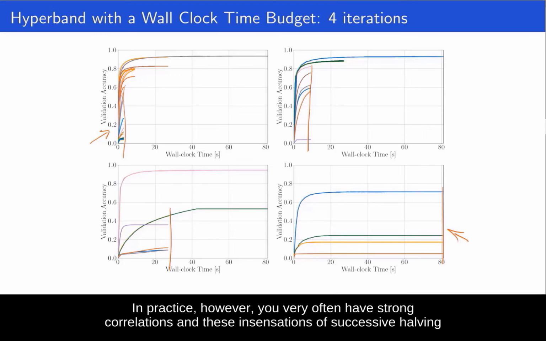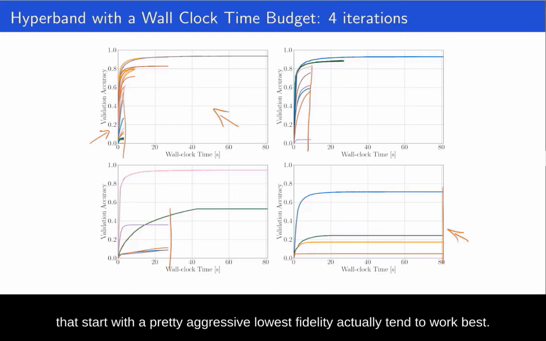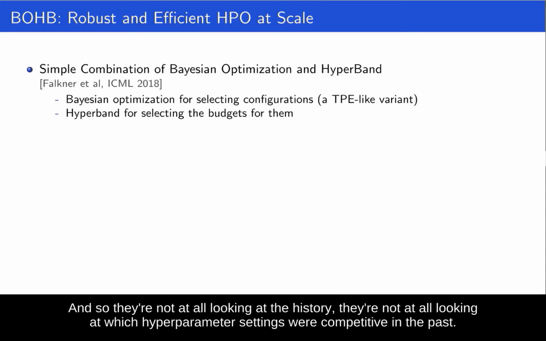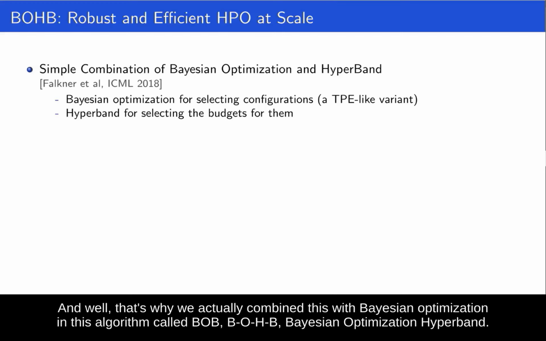In practice, however, you very often have strong correlations, and these instantiations of successive halving that start with a pretty aggressive lowest fidelity actually tend to work best. The unfortunate thing about successive halving and Hyperband, however, is that they're purely based on random search. And so they're not at all looking at the history. They're not at all looking at which hyperparameter settings were competitive in the past.